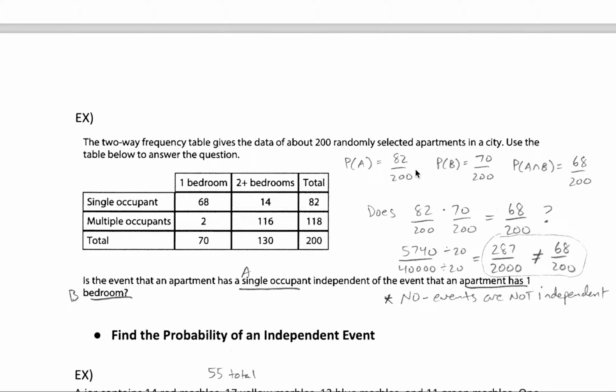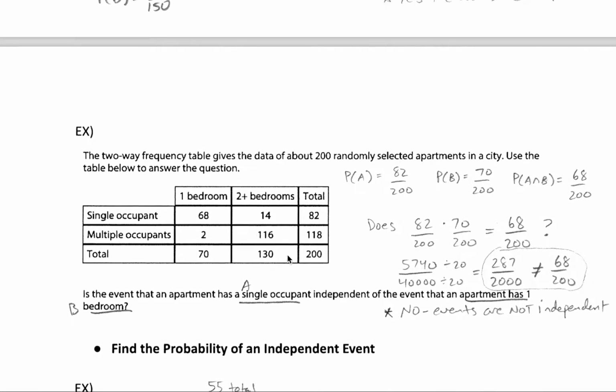So is the product of these two individual events equal to the probability of the intersection? That would make sure that they're independent. 82 times 70 is 5,740, and 200 times 200 is 40,000. I can reduce by a bunch of different numbers, but dividing by 20 would be the greatest common factor. And so the most I can reduce this fraction down to is 287 out of 2,000, and that is not going to equal 68 over 200 no matter how hard I try. So these events are not independent of one another.